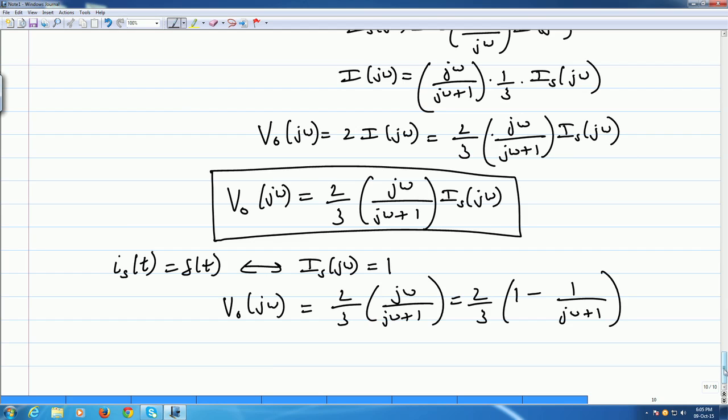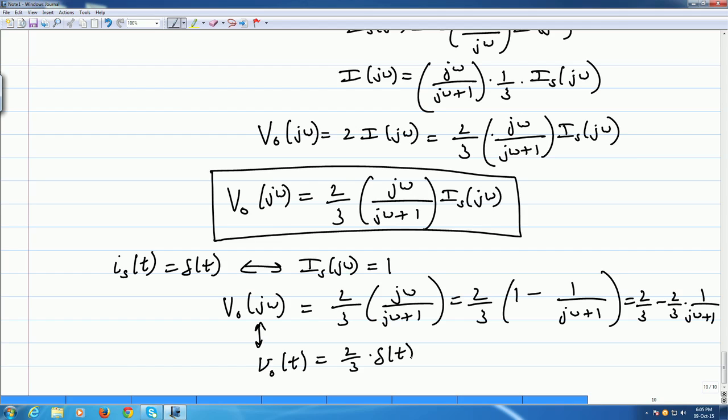Okay. In this form, one can easily transform this. So, if you transform, you see that you have 2 by 3. Okay. So, if you want, you can write it down, 2 by 3 minus 2 by 3 into 1 by j omega plus 1. Okay. So, 2 by 3 will simply transform to 2 by 3 times delta of t.